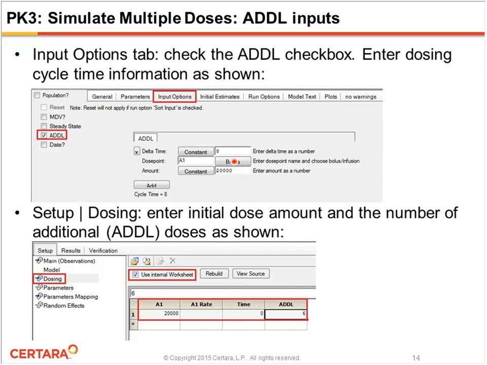In this case, we have the delta time, the time between doses, which is a number of hours, in this case 8 hours. The dose point, A1, is where the dose is being administered. In this case, it's the central compartment as a bolus. And then the dose amount, of course, which is 20,000 micrograms. Under Setup Dosing, we'll enter the initial dose amount, the time of the initial dose. And then the ADDL field is the number of additional doses you want to simulate.